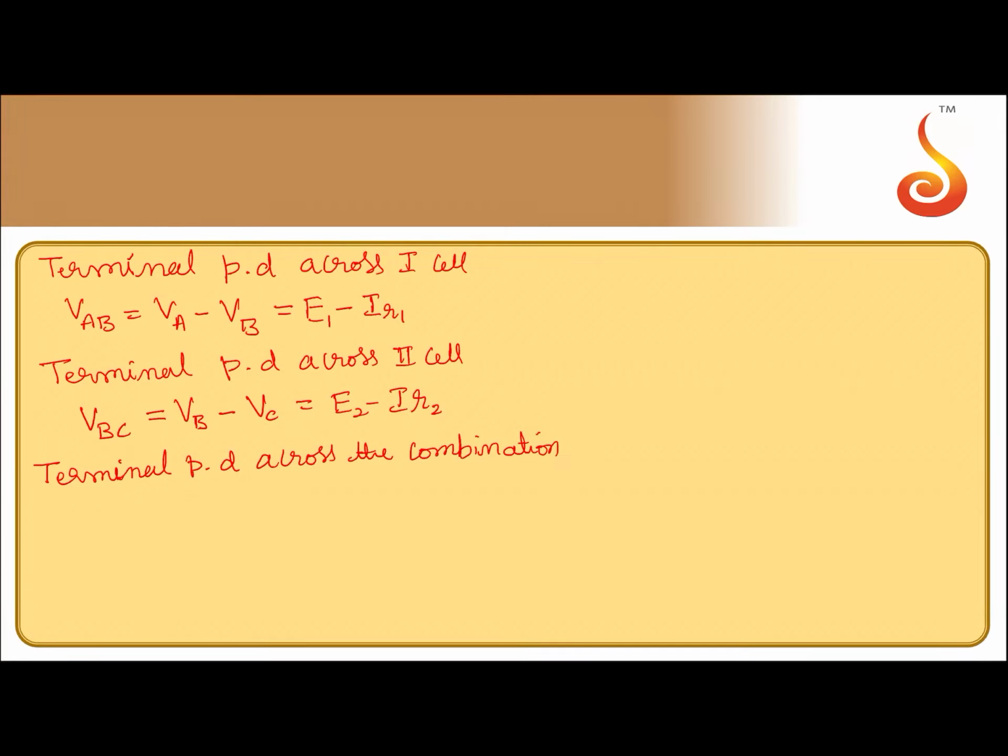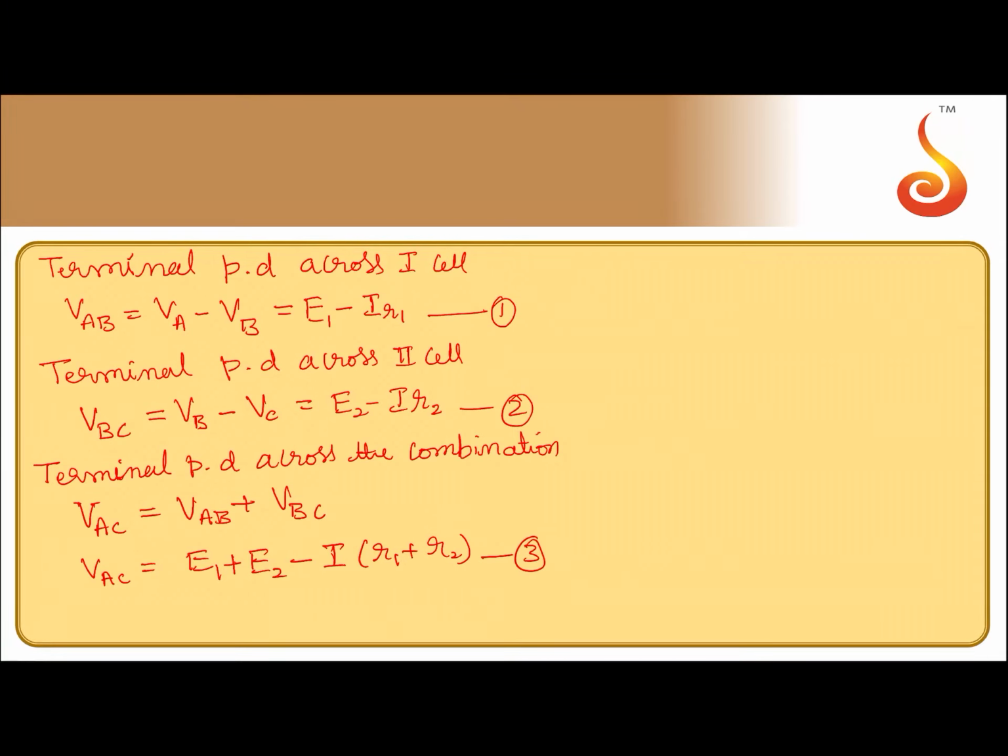Now if I take the terminal potential difference across the combination, both put together, that will be VAC, the potential difference between A and C, that should be VAB plus VBC. So VAC is equal to, let us say this is 1, this is 2, add 1 and 2, you will get E1 plus E2 minus I into R1 plus R2, call it as equation 3.